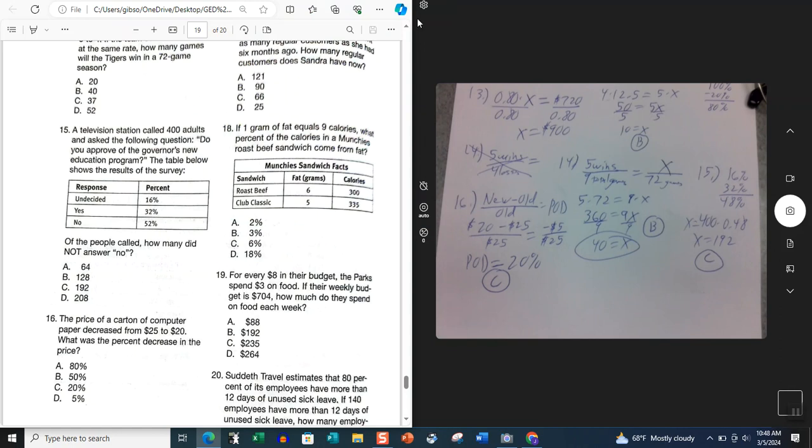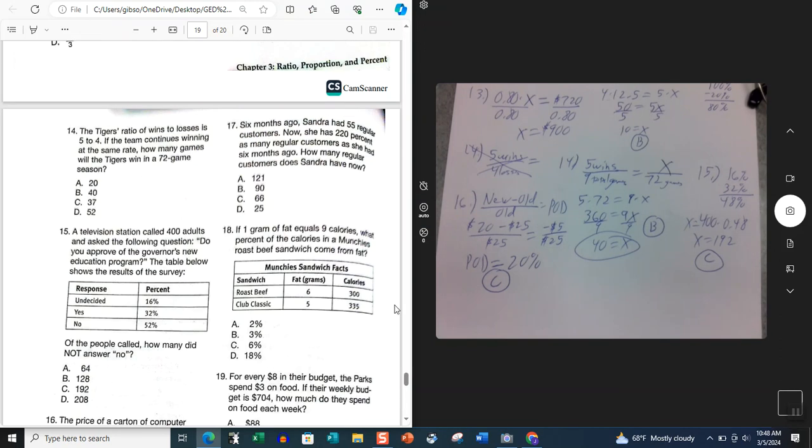All right, now we go up here to problem 17. 6 months ago, Sandra had 55 regular customers. Now she has 220% as many regular customers as she had 6 months ago. How many regular customers does Sandra have now? Okay, so basically it's saying that it went 220% higher. So remember, we are not used to dealing with a percentage that's this high, but that's fine. We should be able to take care of this problem.